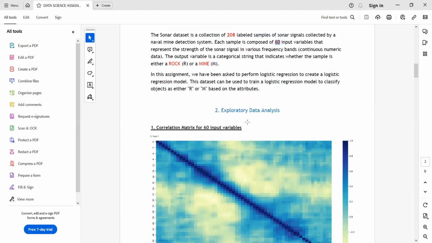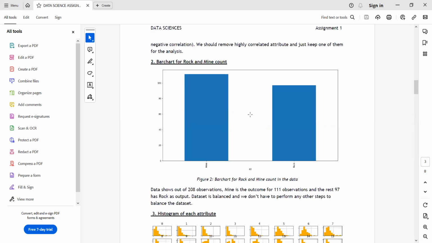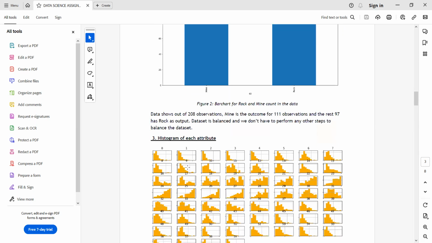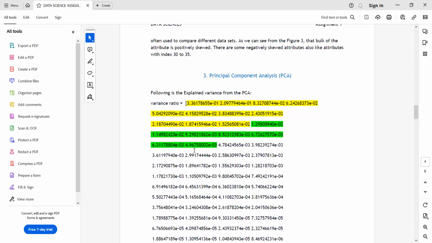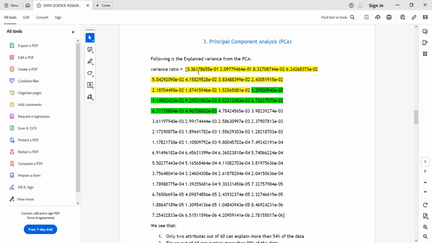This is the exploratory data science. You can see how many mines, how many rocks. This is a histogram for each of the 60 attributes. This is PCA. Now it has given us values for all the 60 columns, the PC components. E-01 means 10 to the power -1, so the first one is 0.33, then 0.20.